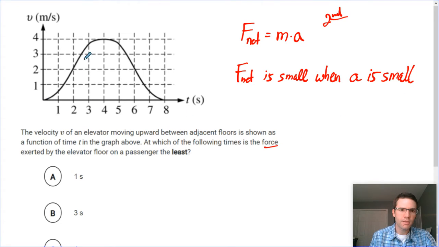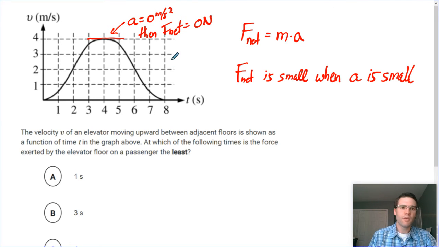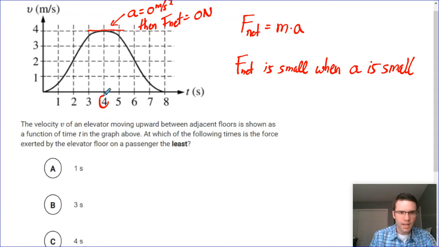And so I go to my little graph here and I ask myself, how do I get acceleration off of this graph? Well, acceleration is equal to the slope of your velocity versus time graph. And so I go find the spot on my velocity versus time graph where my acceleration is the smallest. In this case, it'd be 0. And I say, well, if the acceleration is 0, then the net force is 0. And then I find what time that occurs at, and I say time t equals 4.